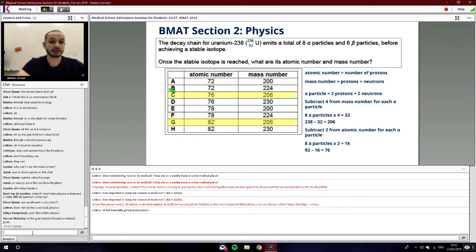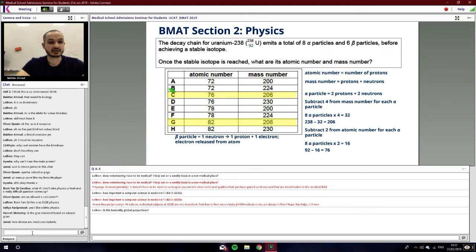But that's not it. A lot of students attempted to select C and move on, but you remember there's still 6 beta particles you have to take away. So a beta particle is one neutron that converts into a proton and therefore releasing an electron to make it electronically balanced. So you would add 1 to the atomic number for each beta particle. In this case, there were 6, so add 6 to 76 and you end up with 82, G being the correct answer. So again, a little bit of maths that you need to do, nothing too complicated.